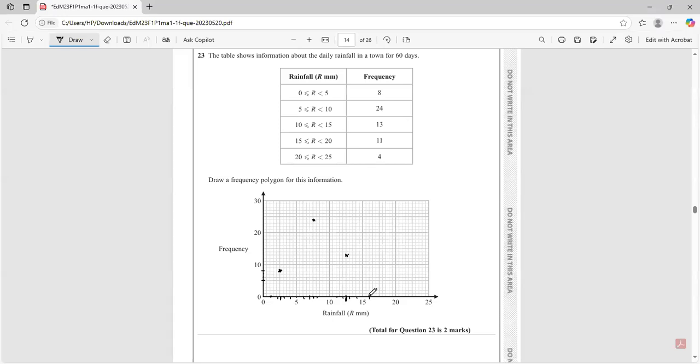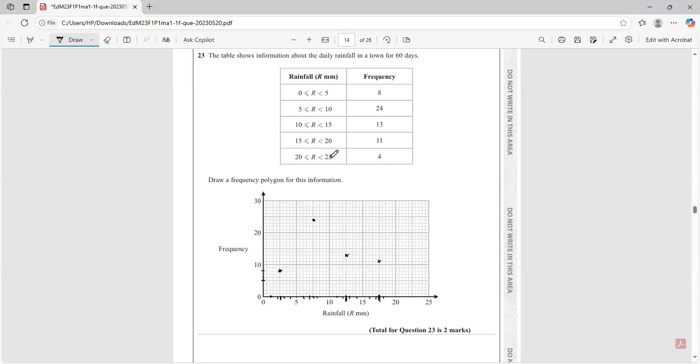15, 16, 17. This is 18. So 17.5 will be somewhere here. Okay. So 17.5 against 11. All right. So that would be somewhere here. That would be here, 11 on y-axis. Okay. So our graph is coming out nicely.